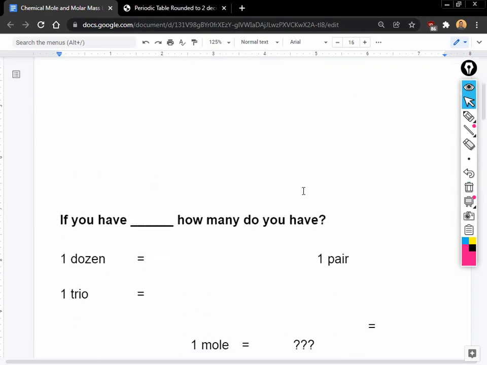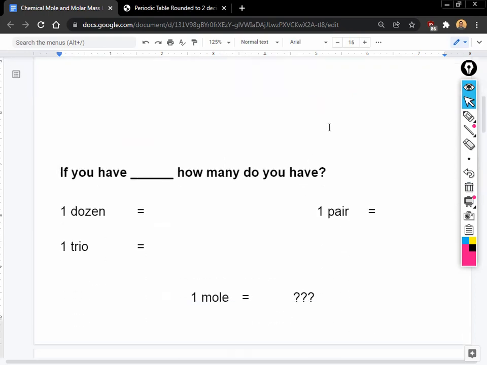Before we start, let's do a quick pop quiz to see if you guys know some basic info. If I have blank of something, how many do I have? If I have a dozen, 12. Yeah, a dozen is 12. What's the number for 1 pair? 2. And a trio? 3. Good. So these words basically tell you how many of something you have. A dozen is 12, a pair is 2, etc. You guys are familiar with this.